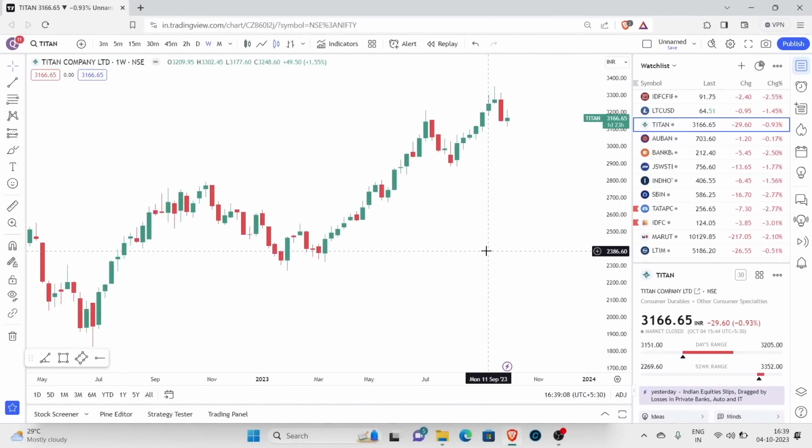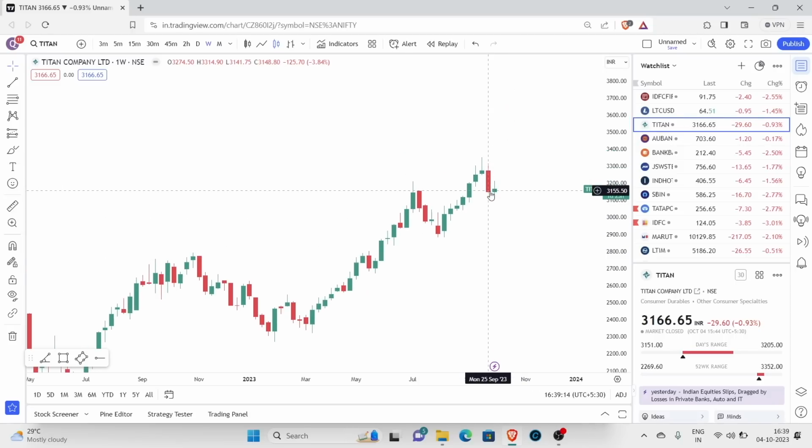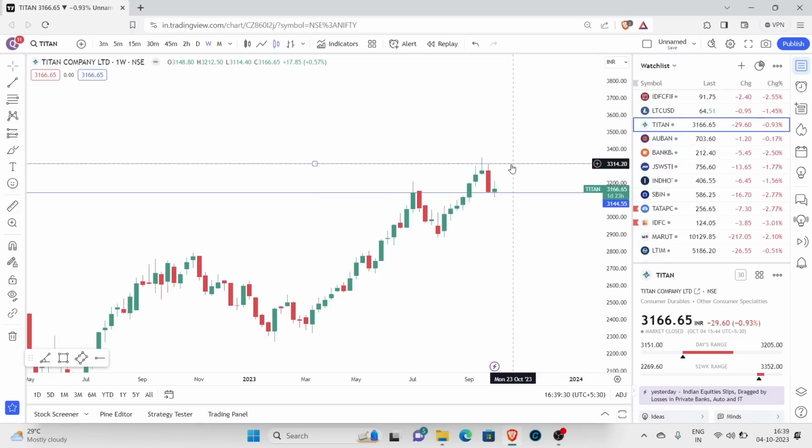So now we'll be looking at the last stock, which is Titan. Again, if we were to mark the important support and resistance, I would mark something like 3150 as the important support level and 3300 as the important resistance level. So these two are the key factors which you have to consider while planning for the trade.